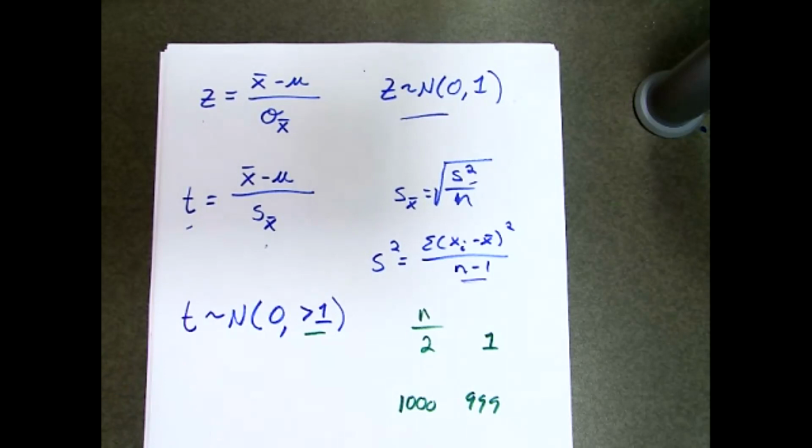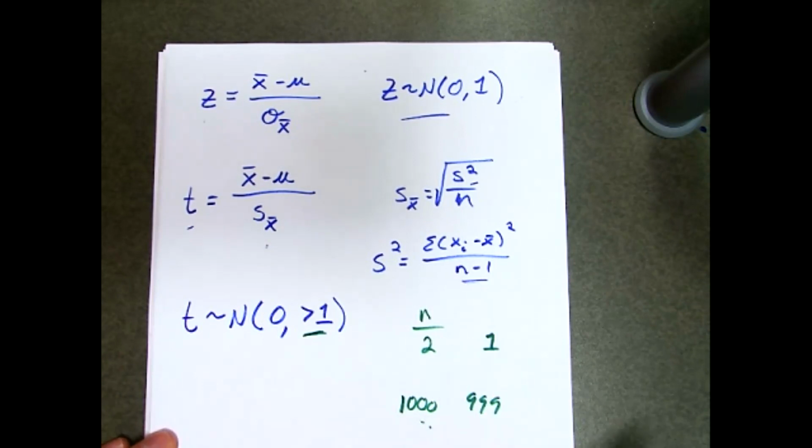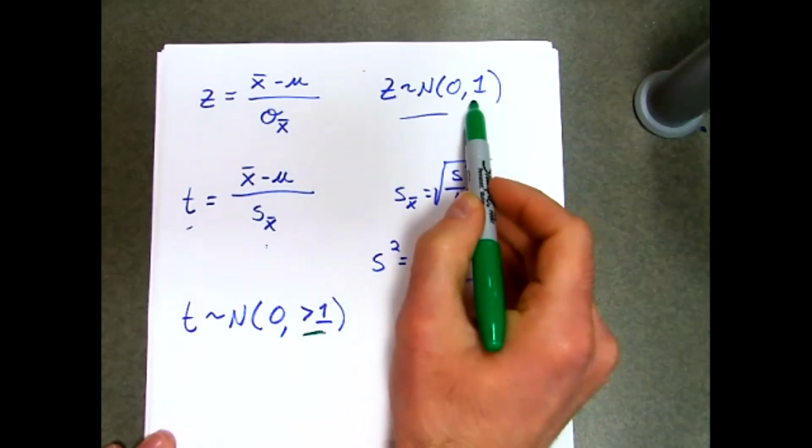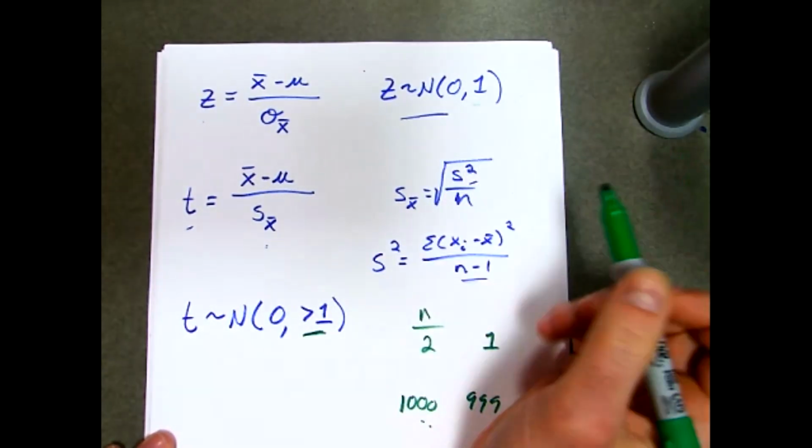So it's not just one student t-distribution, it's a different student t-distribution at every single sample size. As the sample size gets larger, that variance is going to get closer and closer to 1, because dividing by 1,000 instead of 999 isn't nearly as big of a deal as dividing by 1 instead of 2. So as that sample size gets larger, it decreases that variance, getting closer and closer to the value of 1, which is the standard normal distribution.